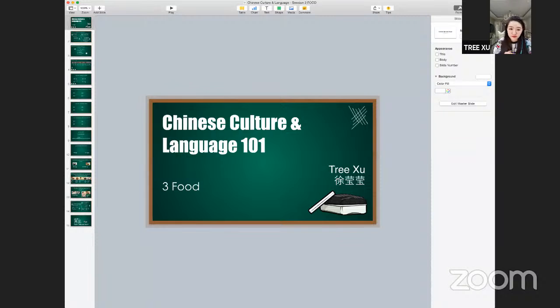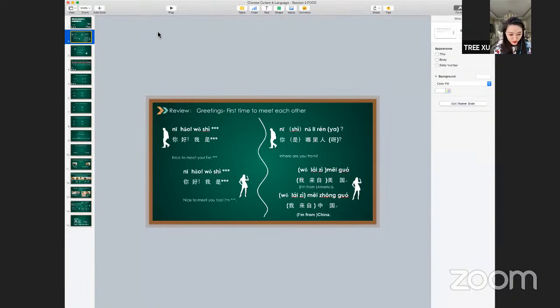So how do we greet when we already know each other, especially in the morning? You can see the third PowerPoint. 早上好. Good morning. You already know 你好. The character 好 means good, right? 早上 is morning. So in our grammar, morning good, 早上好, means good morning.